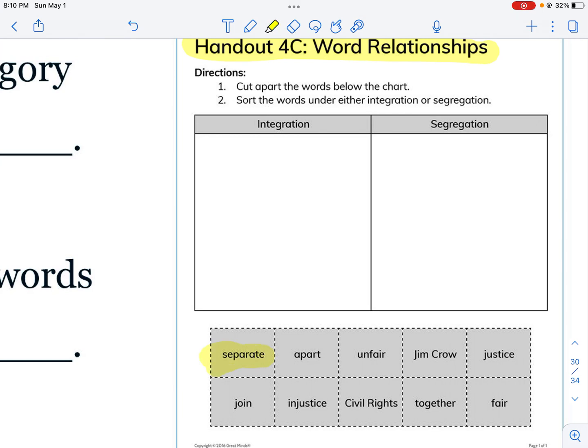Okay, let's look at our first word, separate. Where should we put that word? Well, separate looks a lot like segregate, so it goes with segregation. Okay, let's go down. The next word is join. To join means to come together, so would that be segregate or integrate? Well, join is kind of the opposite of separate, so we will put that over in integration.